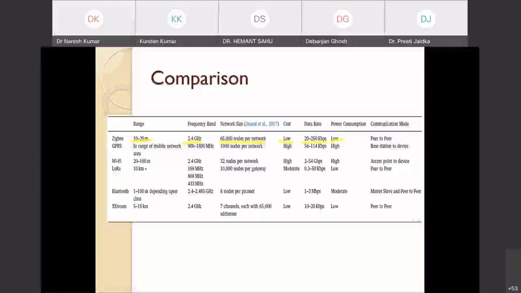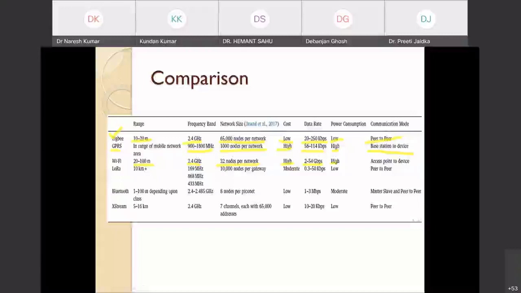Then we have GPRS. Zigbee is mostly used, so we also use Zigbee. GPRS works in the range of the mobile network area, which is licensed, from 900 to 1800 megahertz. 1000 nodes per network can be used. Cost is high. Data rate is 56 to 114 kilobits per second. Power consumption is high, and it is used from base station to device. Wi-Fi is 20 to 100 meters in an unlicensed band, 2.4 gigahertz, 32 nodes per network. Cost is high. Data rate can be 2 to 54 megabits per second, the power consumption is high, and it can provide an access point to the device.